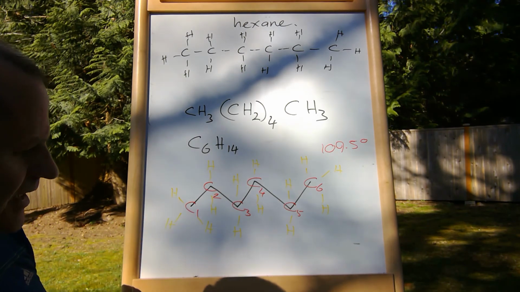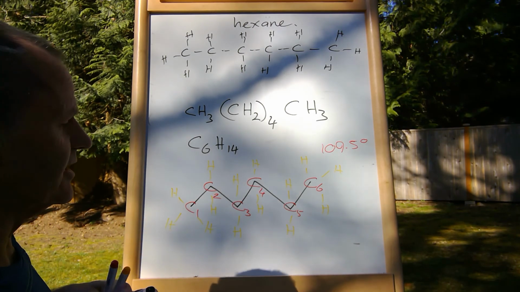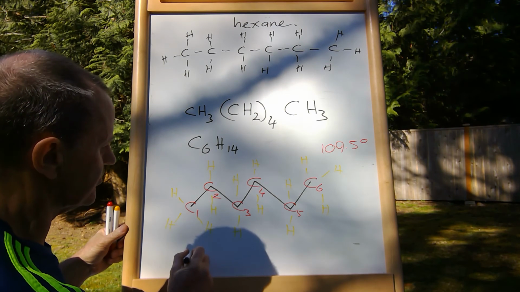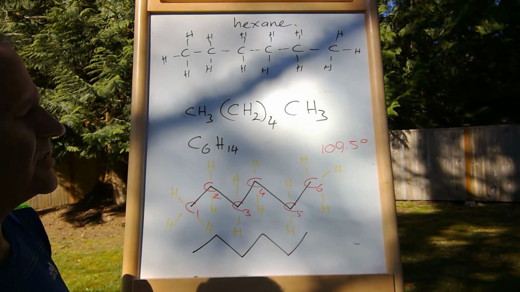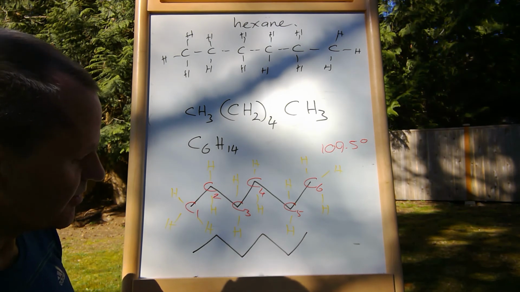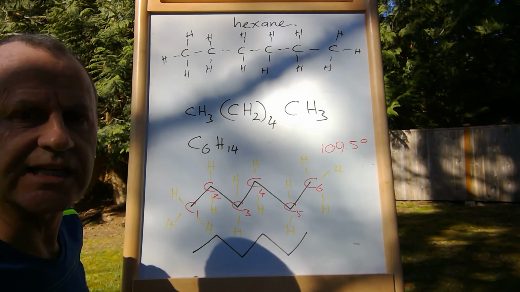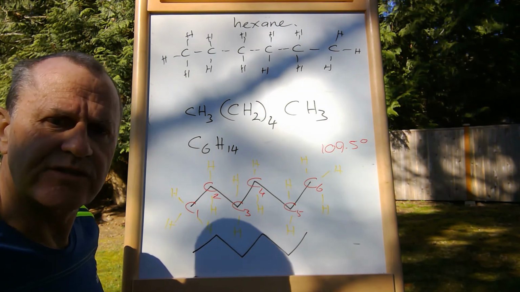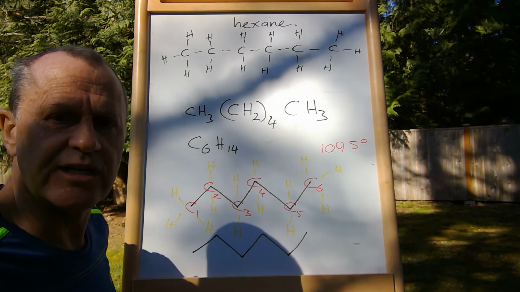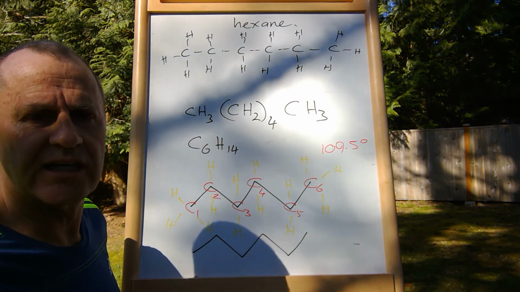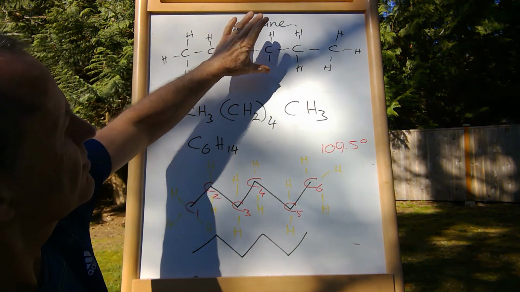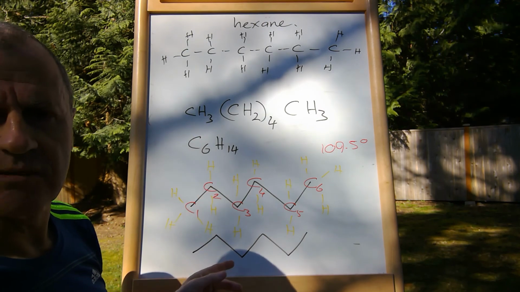And then finally, there's the simplest possible way of showing hexane, which is 1, 2, 3, 4, 5, 6. And there's your hexane. So at the moment, it's just a zigzaggy line. But in future, what we're going to do is we're going to add a whole lot of functional groups to that, and you'll kind of see the logic behind representing something as complex as this with something as simple as this.